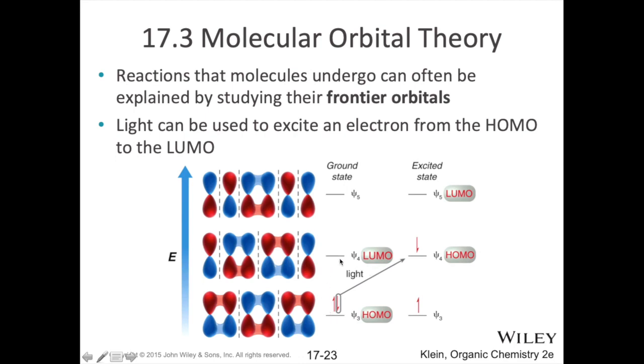Okay, please note that when we do this, by promoting an electron up to what used to be the LUMO, this now becomes the HOMO because it's occupied, it's got an electron in it. So that is now the highest occupied molecular orbital. And the orbital above it becomes the new LUMO.